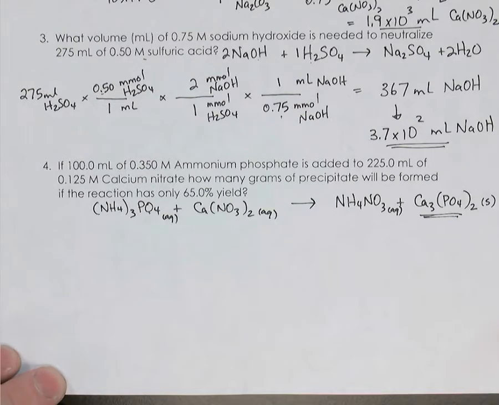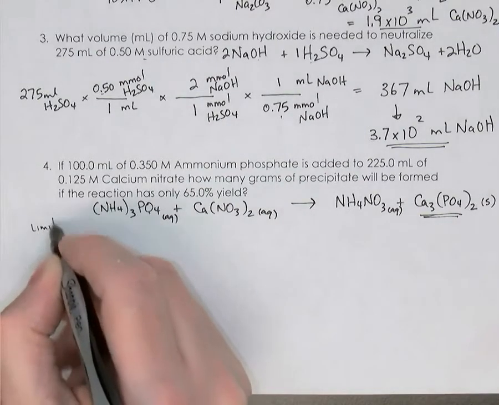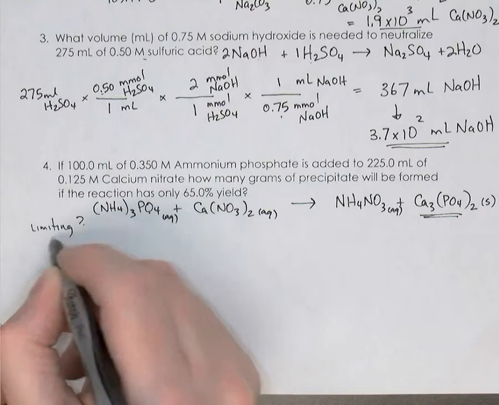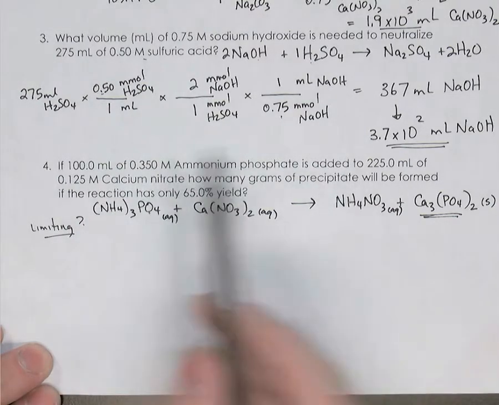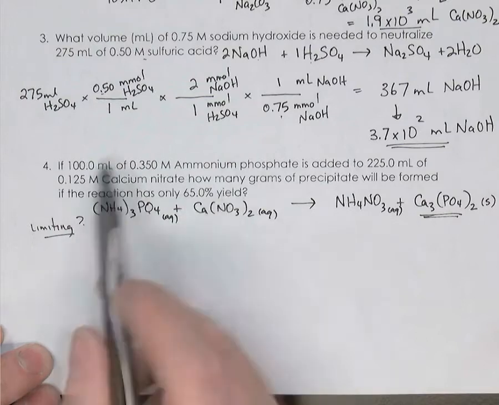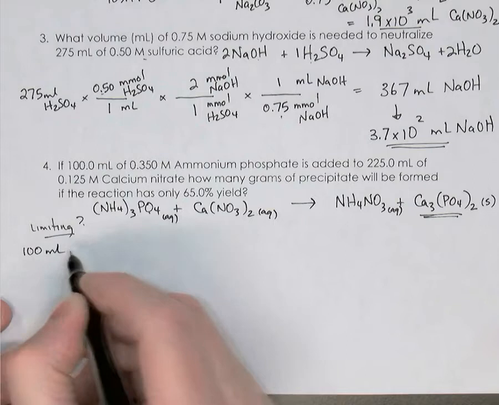So we're asking how many grams of that will be formed, and then we know we still have this 65% yield. So now let's figure out which one of these is limiting. So which one is the limiting reagent in the question? To do that, I'm going to just pick one of the 2 reactants. It doesn't matter which. I'll take the first one, and I'm going to use its volume as my starting point, 100 milliliters of ammonium phosphate.